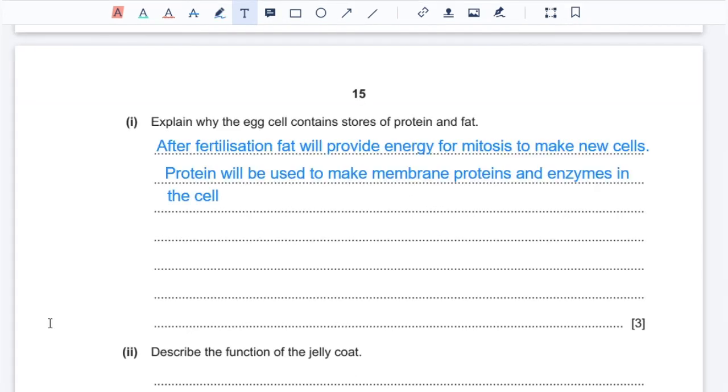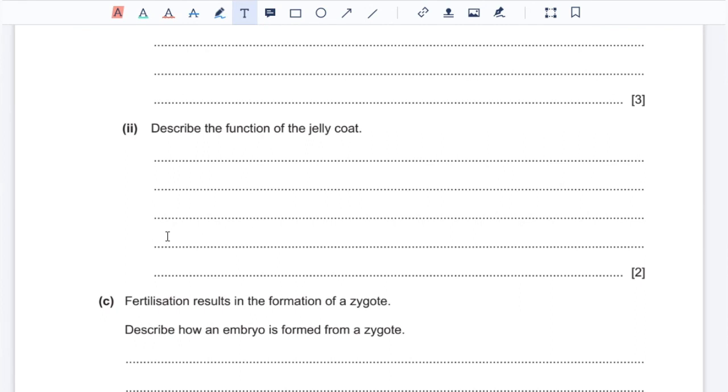To describe the function of the jelly coat, so this jelly coat will harden around the egg cell after fertilization, and it will prevent any more sperm entering the egg cell.